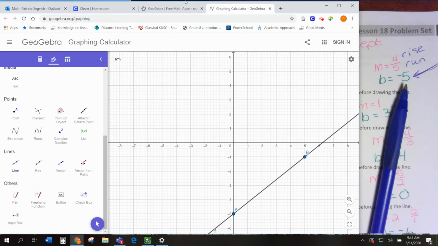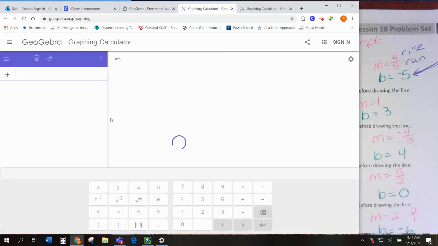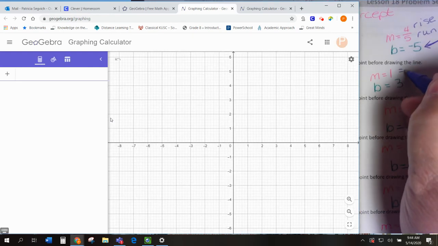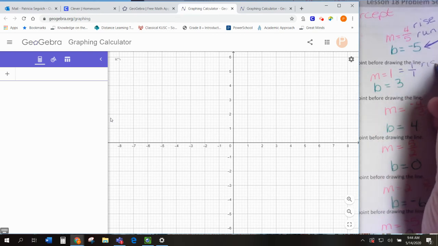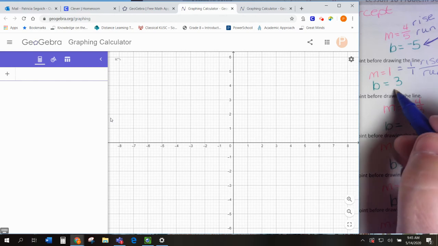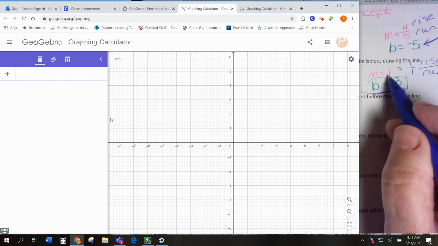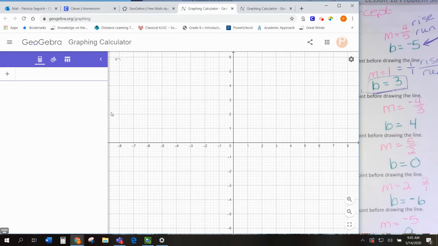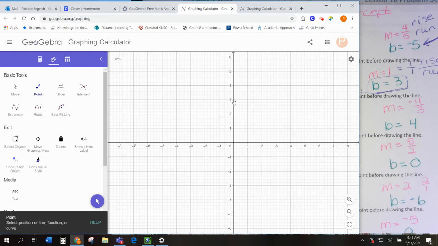Let's go on to number 2. Number 2, we have m of 1, our slope is 1. As a fraction, that would be 1/1, right? So our rise would be 1, and our run will be 1. And we have a y-intercept of 3. So we start with graphing our y-intercept. That means the line's going to cross the y-axis at 3. So we come to our y-axis and we plot a point at positive 3.